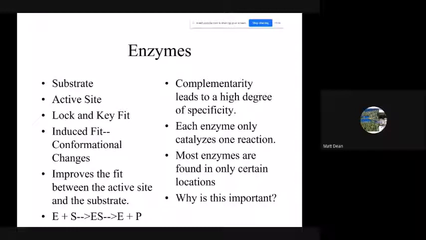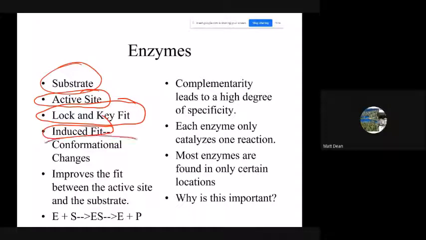So I think we've talked about most of this already. We know the substrate is the material acted on by the enzyme. The enzyme and the substrate bind together at a point on the enzyme called the active site. They fit together almost like a lock and a key. Their shapes have to be complementary. When they do get together, though, that induced fit or conformational change occurs. And that's when the enzyme slightly changes shape to catalyze the reaction, either to break apart the substrate or to push together and cause different substrates to bind. The conformational change or induced fit improves the fit between the active site and the substrate and helps to catalyze the reaction.